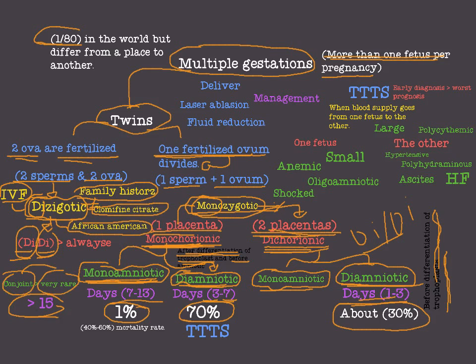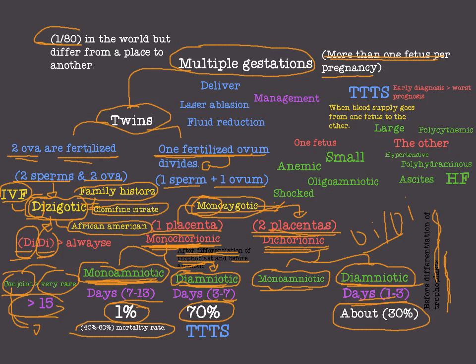Okay, conjoint twins. Actually, it's the most dangerous, and about 40 to 60% of babies will die. This is in the case of monoamniotic and monochorionic, but in the case of conjoint babies, we will even have more mortality rates. Okay, so this is about the types or classification of twins.